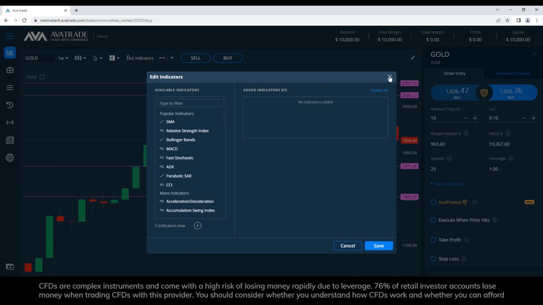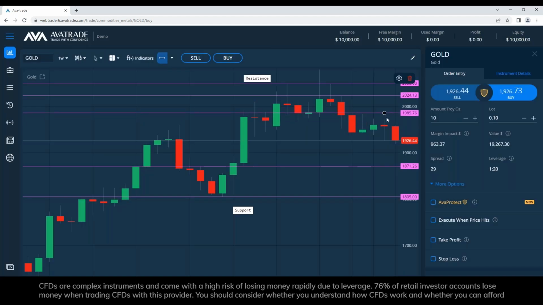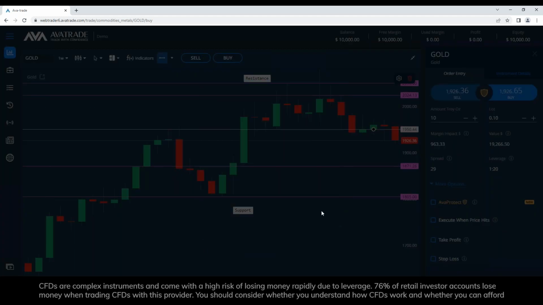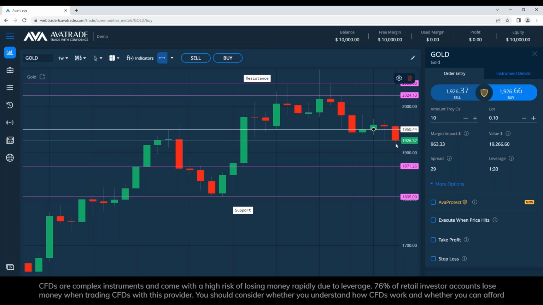Let's suppose that it gets to here, to 1950, to the white line, and there's been a week. So the price here is going to be our new support. It's going to be our most recent support.